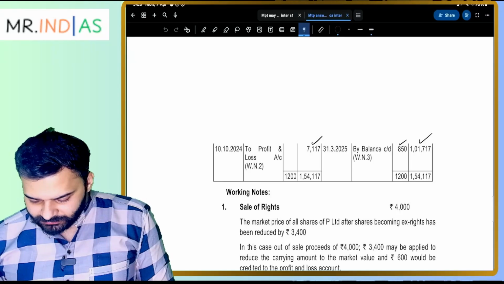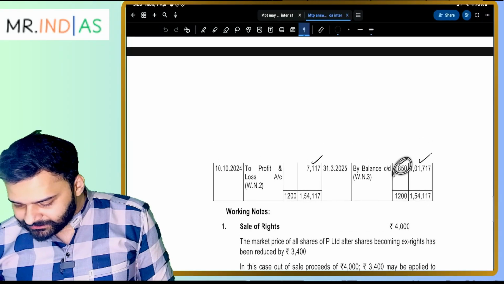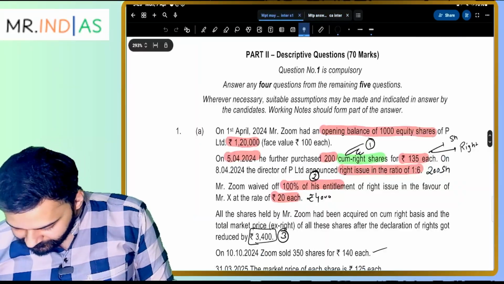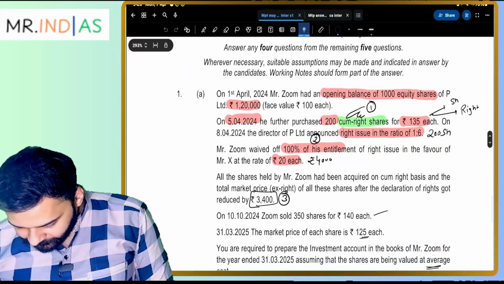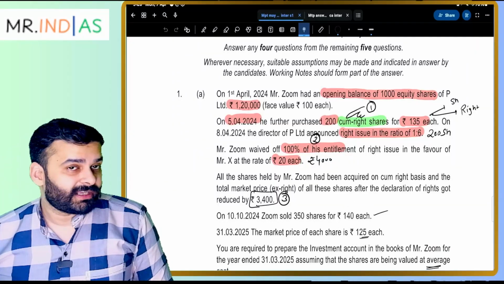So it will come to the profit and loss account. Balance is the cost of investment. He has now 850 shares, costing rupees 119.66. Market price of the share is 125, which is higher than the cost.